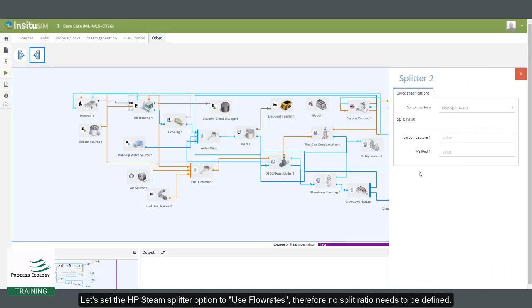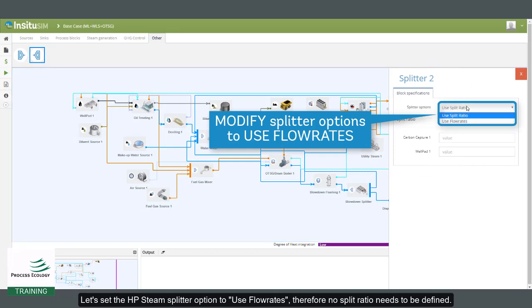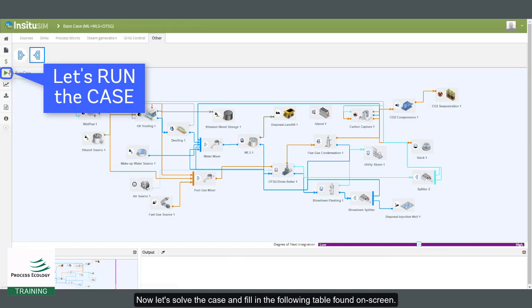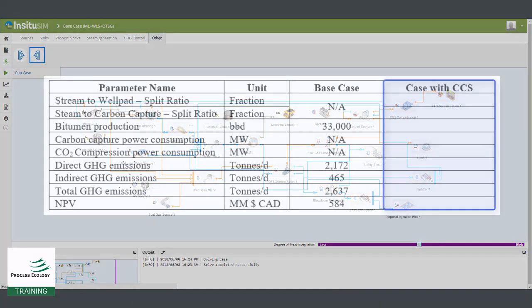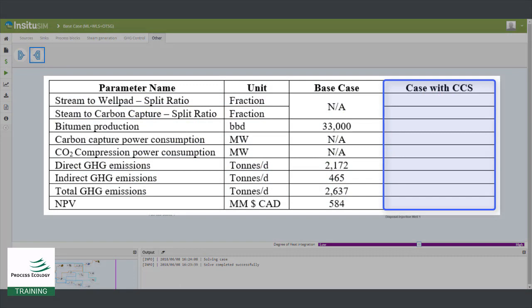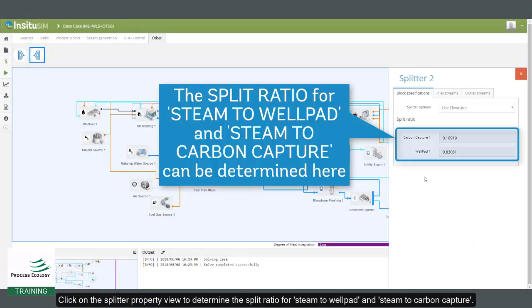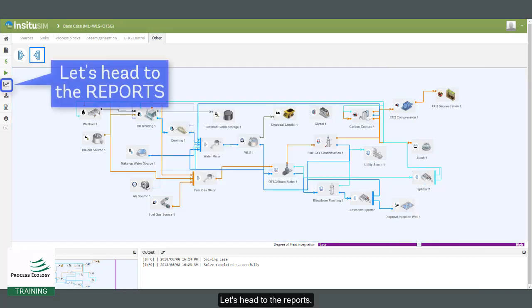Let's set the HP steam splitter option to use flow rates. Therefore, no split ratio needs to be defined. Now let's solve the case and fill in the following table found on screen. Click on the splitter property view to determine the split ratio for steam to well pad and steam to carbon capture. Let's head to the reports.